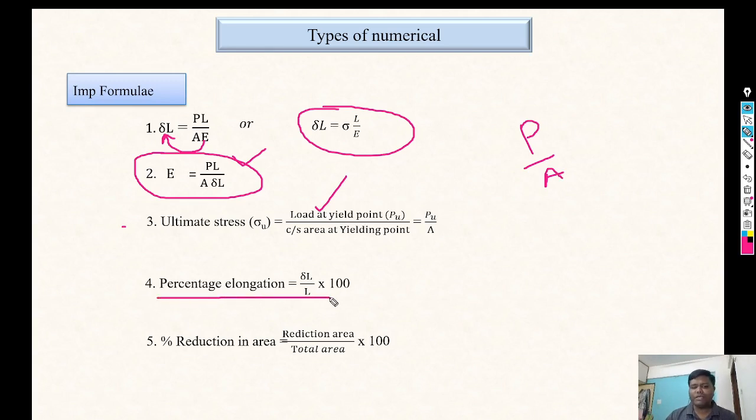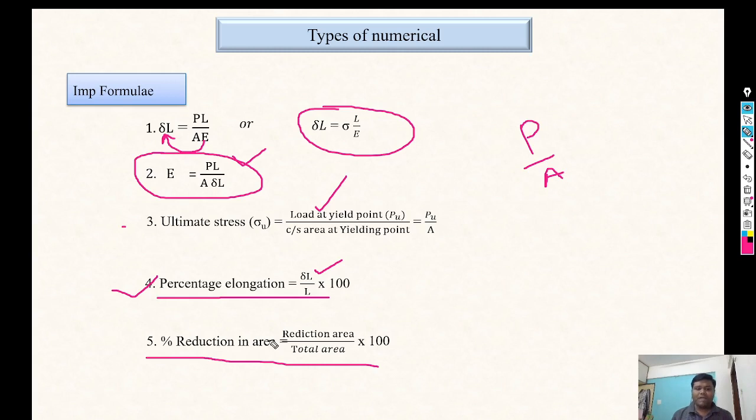Then percentage of elongation, so how much the bar elongates. That type of numerical is also coming in the syllabus. So we calculate that percentage, and the formula for the calculation of percentage is delta L by L into 100. Suppose we apply a tensile force on any material or body, so that material will elongate. Due to that elongation, how much percent that body or material elongates, you can calculate by using this fourth formula.